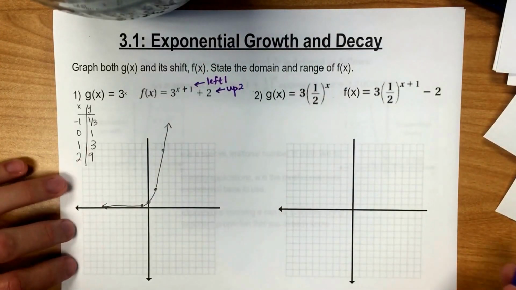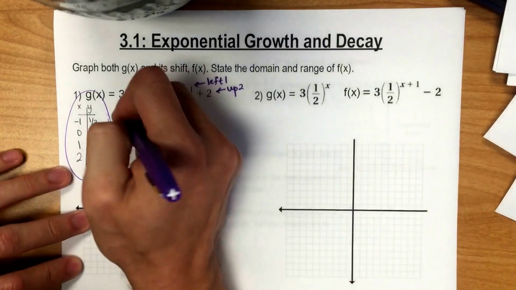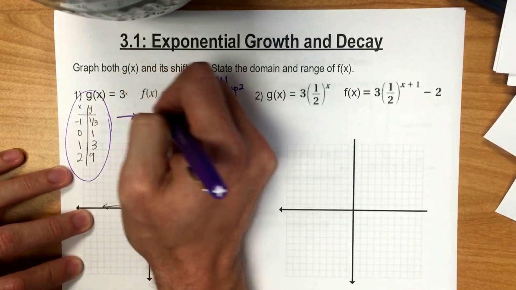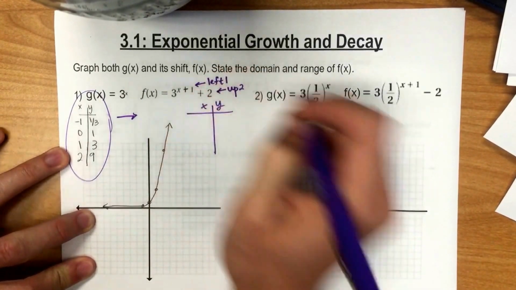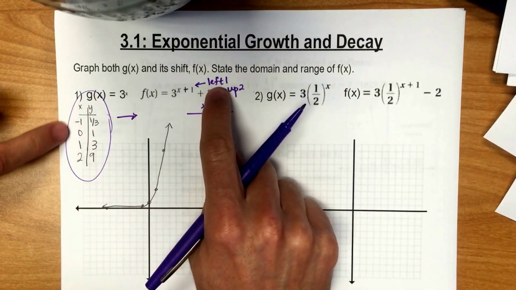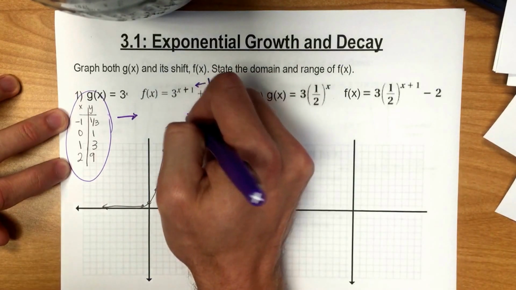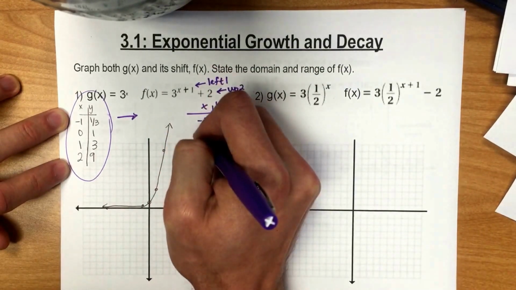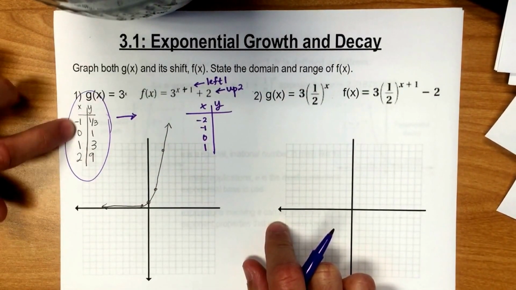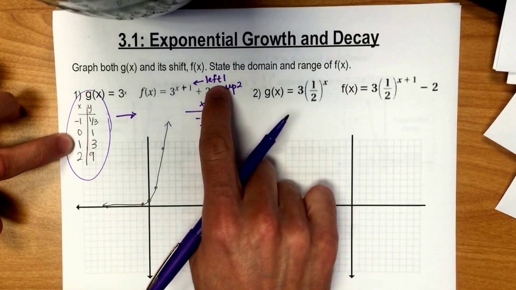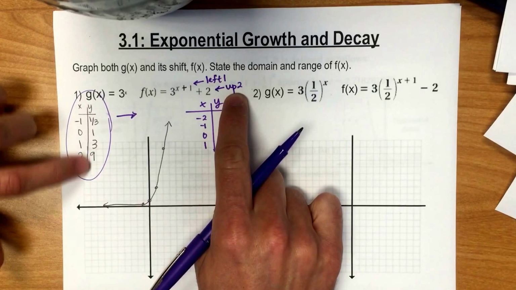So what we're going to do is take this table of values we already created, and we're just going to shift each one of the values using those 2 transformations. So let's do that. If I go left 1, every one of my x values just gets 1 subtracted from it. So we'd be at -2, -1, 0, and 1. Every one of my x's just gets 1 subtracted because we're going to the left. My up 2 just takes and adds 2 to all of my y values.